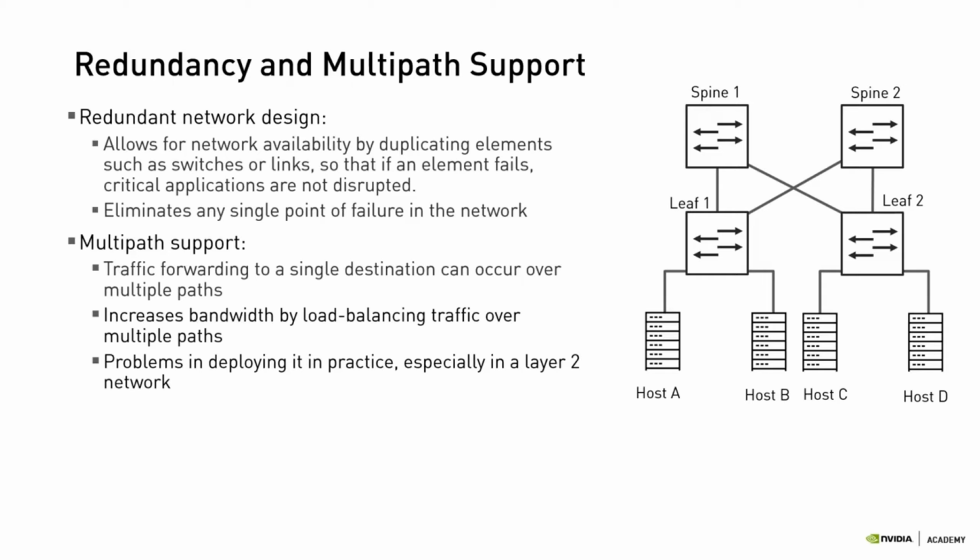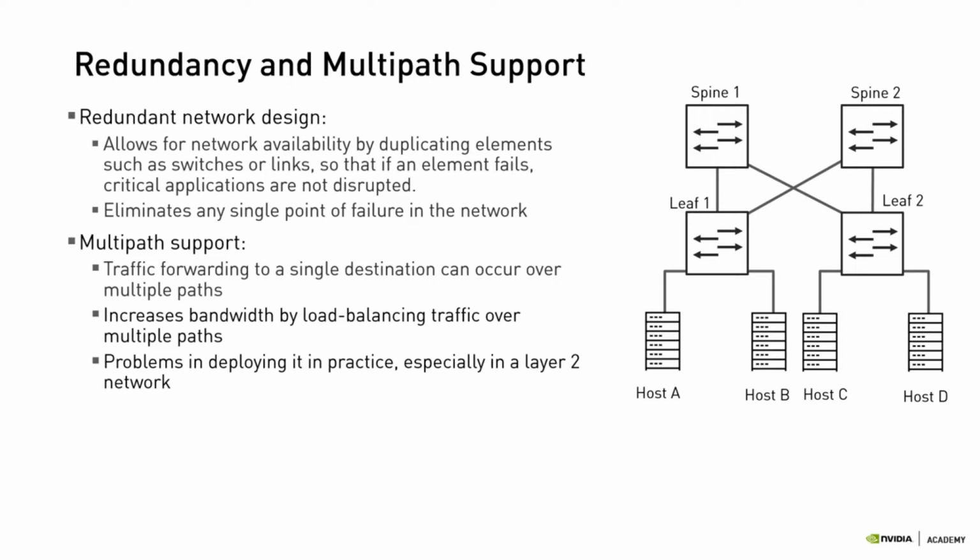Let's assume that when host A communicates with host C, the path is via spine 1. But what happens if the link between leaf 1 and spine 1 fails? There is another available path via spine 2 that can now be used for traffic forwarding. This is the idea of a redundant network design. There is an active path and a backup path. If the active path fails, the backup path takes over.